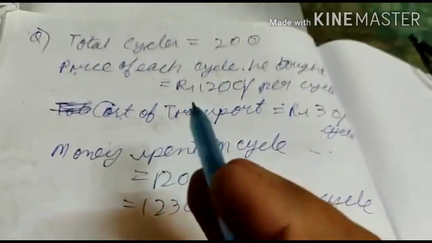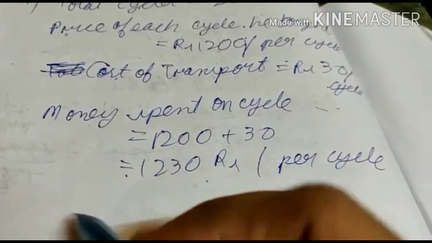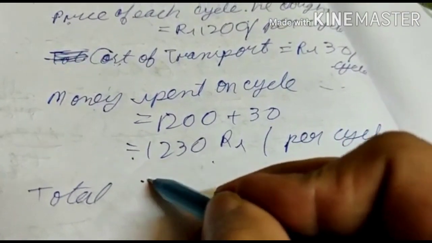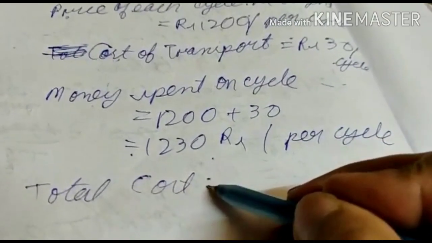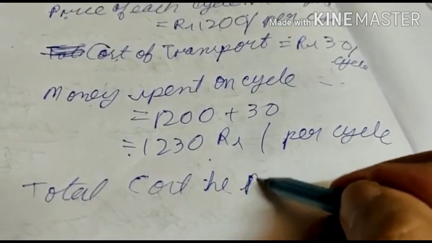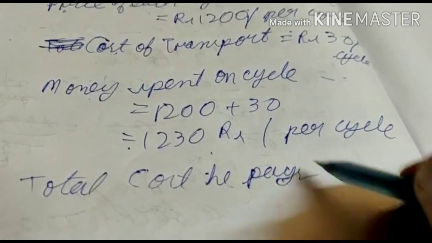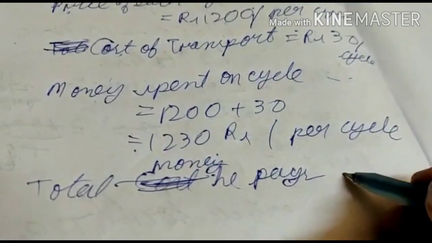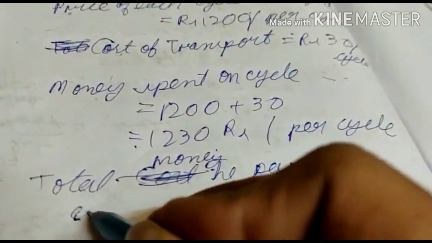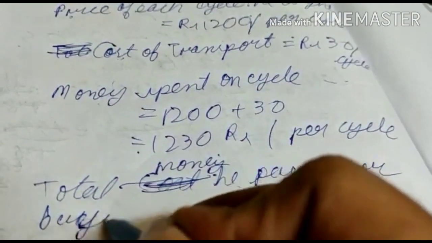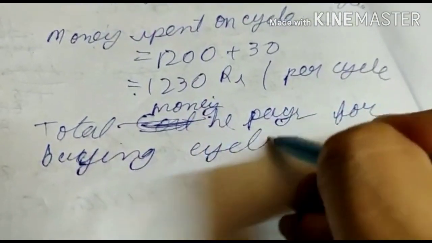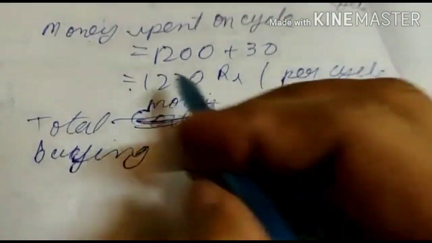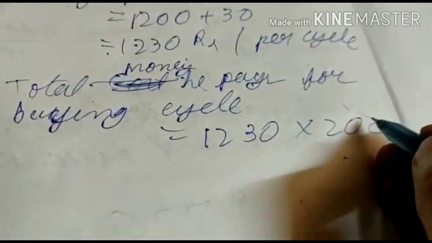So he bought total cycles, 200. It is for one cycle. So total cost he pays, total money he pays for buying cycles, it was 1230 into 200. This was the price of one cycle, so this is the price of all 200 cycles.